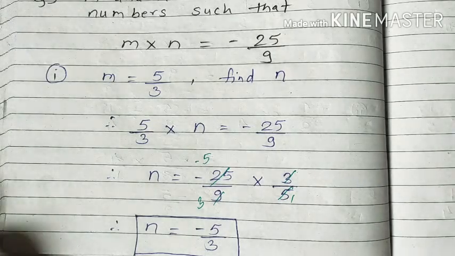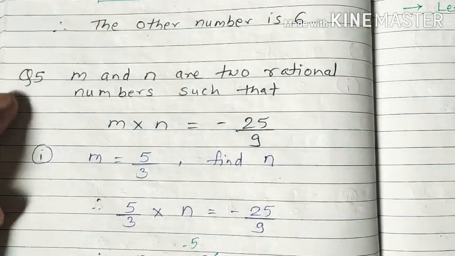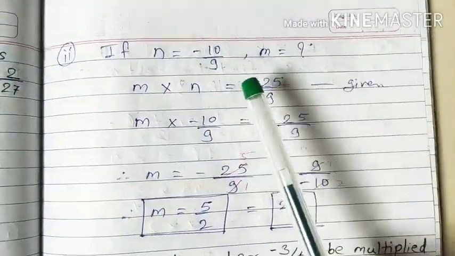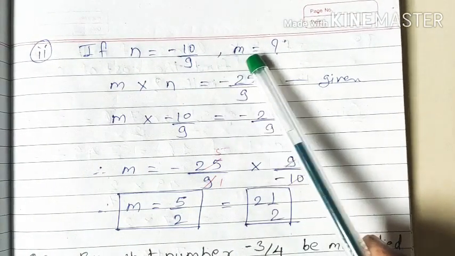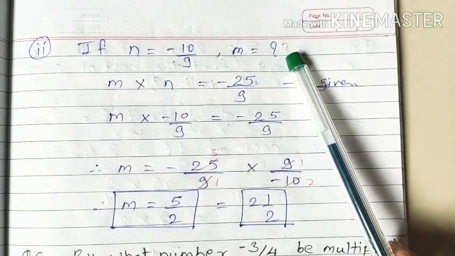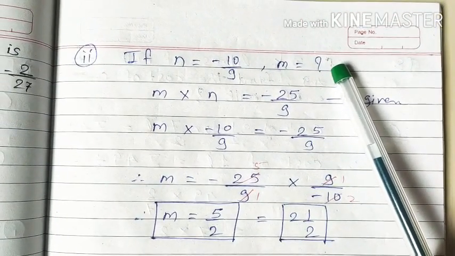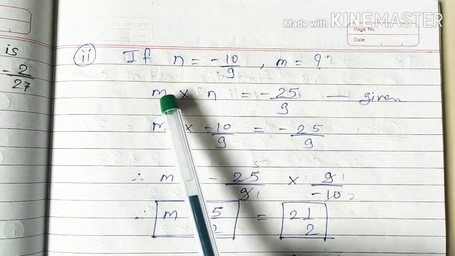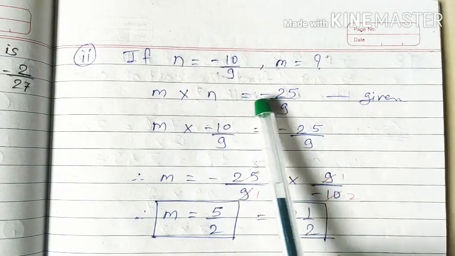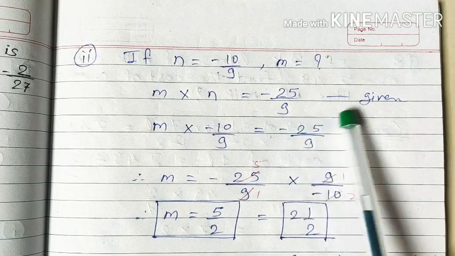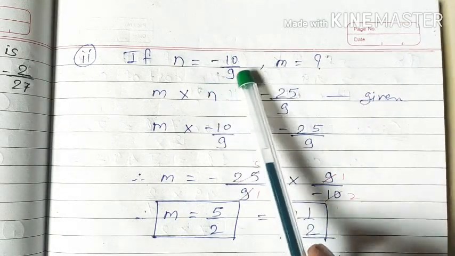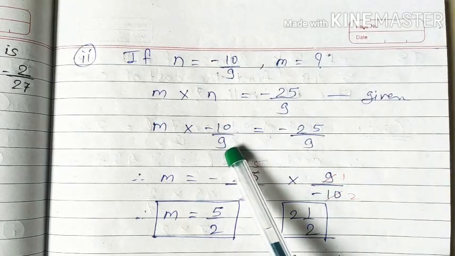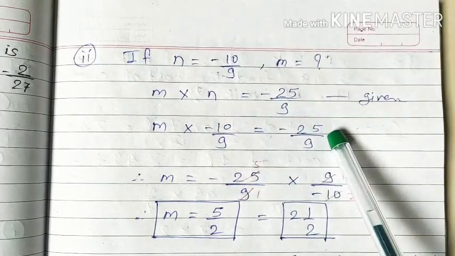Got it? In the same question number 5, there is a second part as well. In the second part, what they had given us: if N is minus 10 upon 9, then find the value of M. Okay, this is the given part of the question. So M multiplied by N is equal to minus 25 by 9. It is given in our question itself. This time the value of N is given to us, minus 10 upon 9. Okay, this number remains the same.